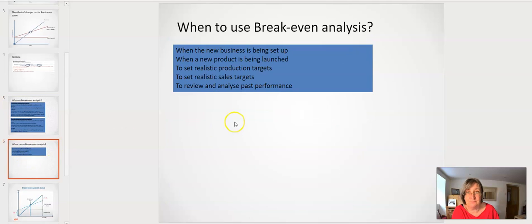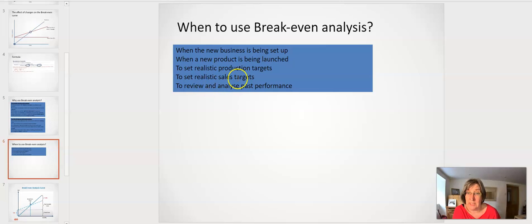And finally, when would you use break-even analysis? Well, you would use it when the new business is being set up. You might use it when a new product is being launched. You would use it to set realistic production targets. If it's not realistic to produce the number of goods that's needed to either break even or, better still, get to your margin of safety, then that's where you need to start changing your planning. You need to start changing how the business runs.